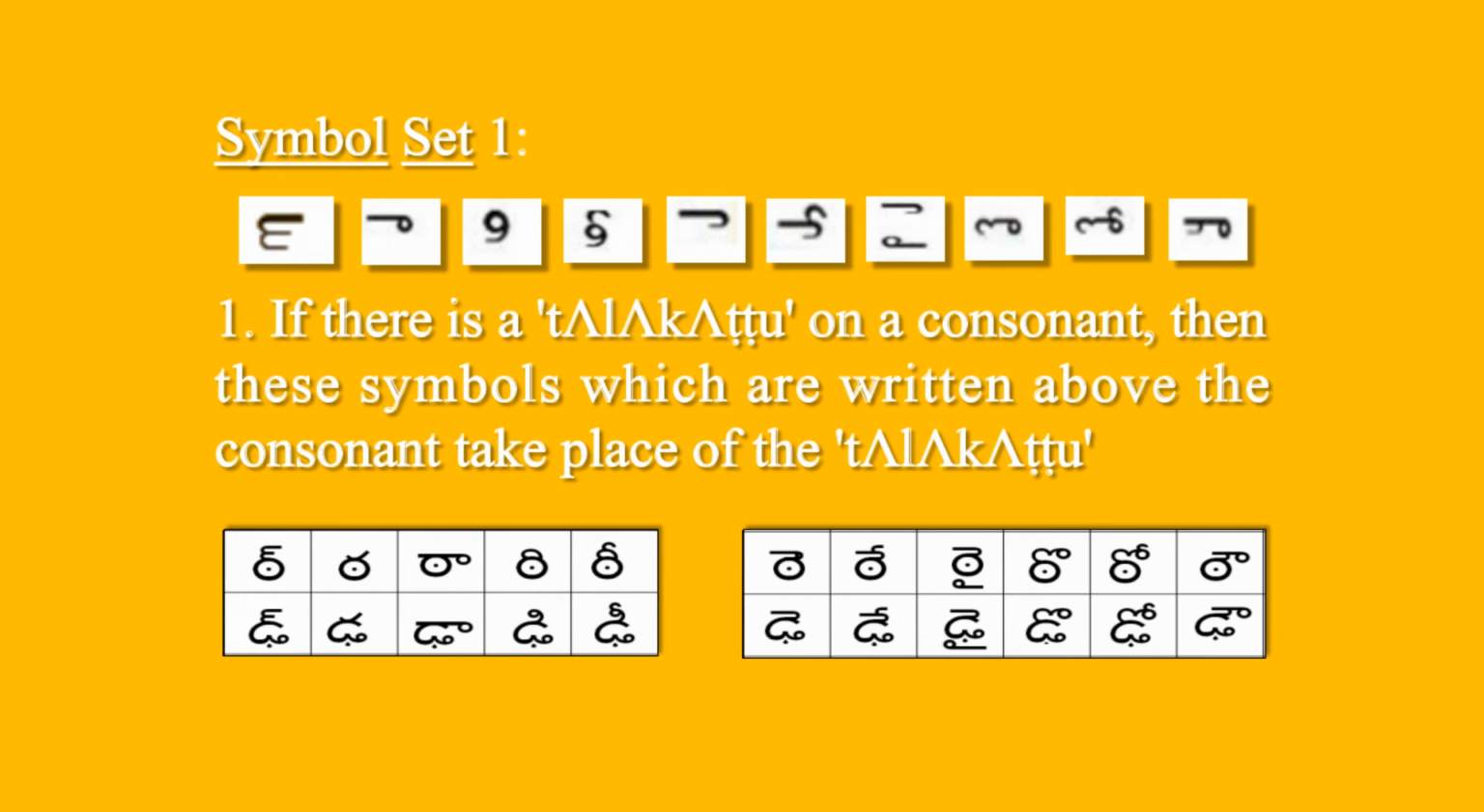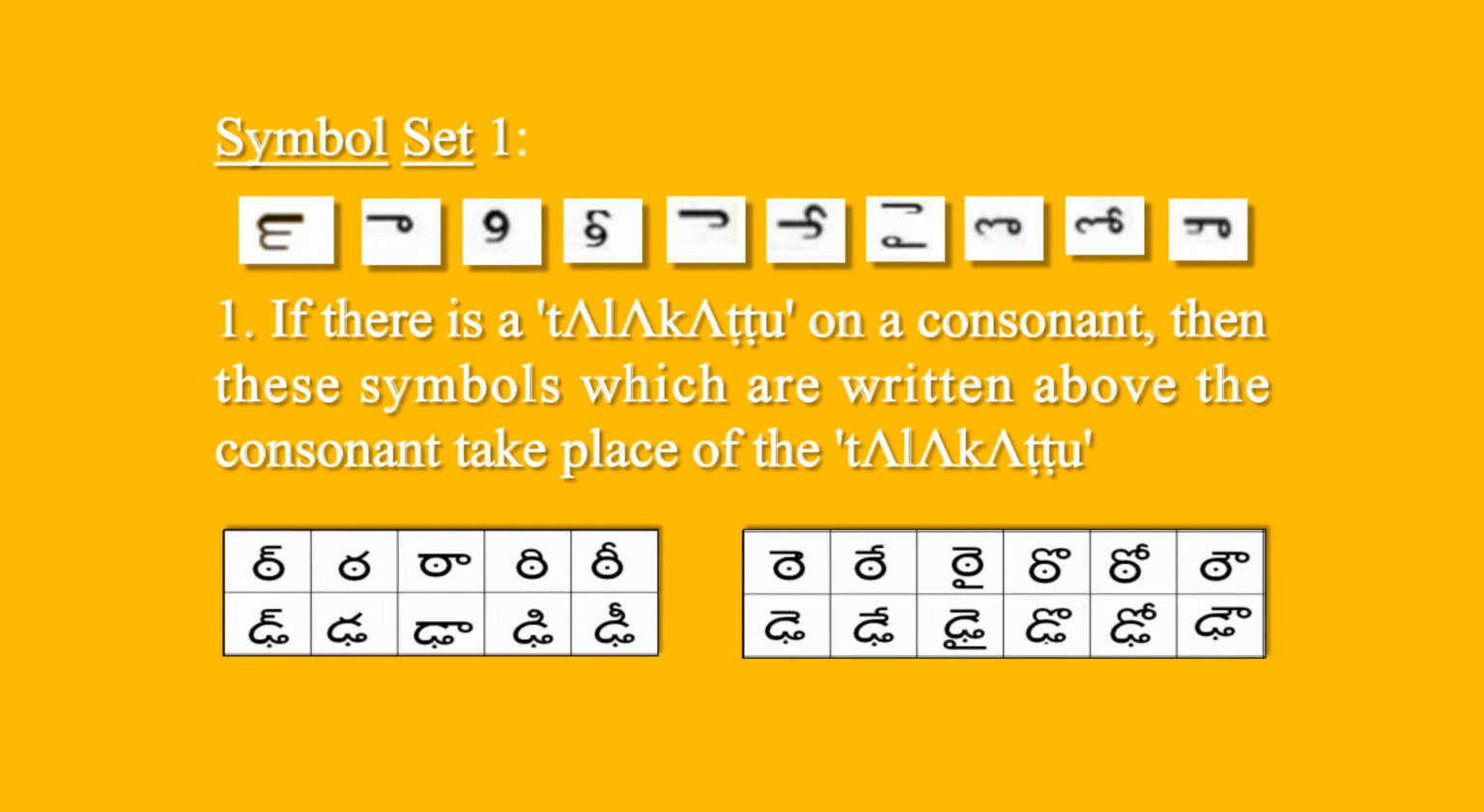Here, the first set is Pullu, Dirghamu, Gudi, Gudi Dirghamu, Etvamu, Etvamu, Aitvamu, Utvamu, Otvamu, Autvamu. So out of total 15 symbols, 10 are already here. For all the consonants that have a check mark above, these symbols take the place of the talakattu.